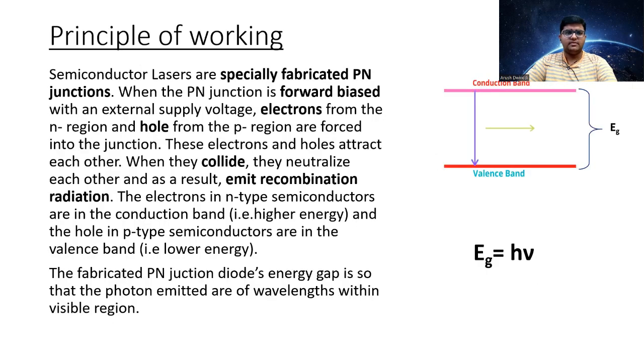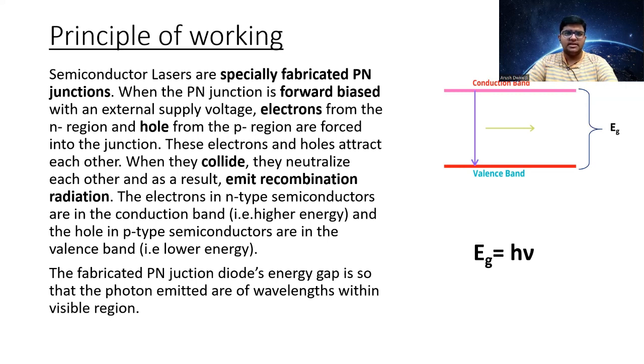Next, we have the principle of working. Semiconductor lasers are specially fabricated PN junction diodes, and they are highly doped. They are meant to be used in forward bias mode, and when high current is passed through this PN junction in forward bias, the electrons in the N type and holes in the P type come from the conduction band and valence band towards the junction. When they come towards the junction, they attract each other, and a recombination happens.